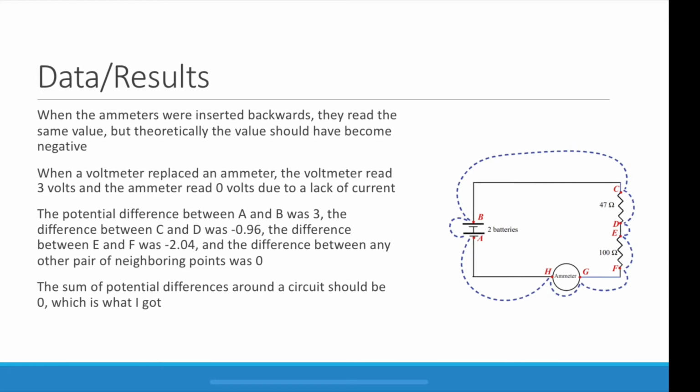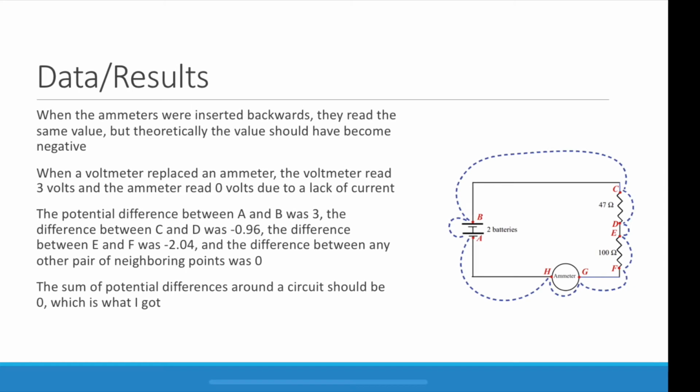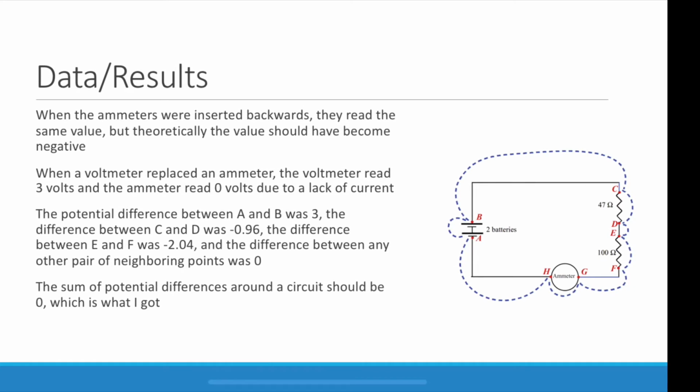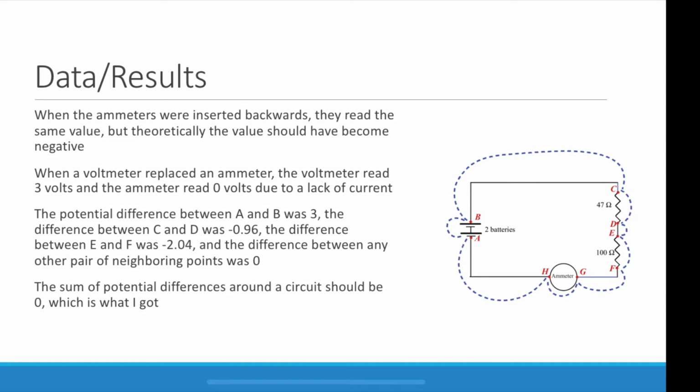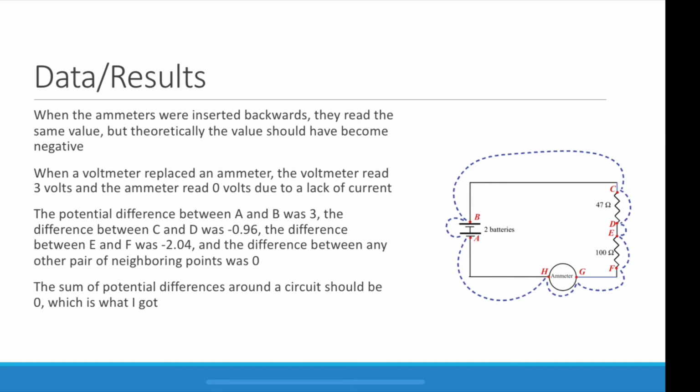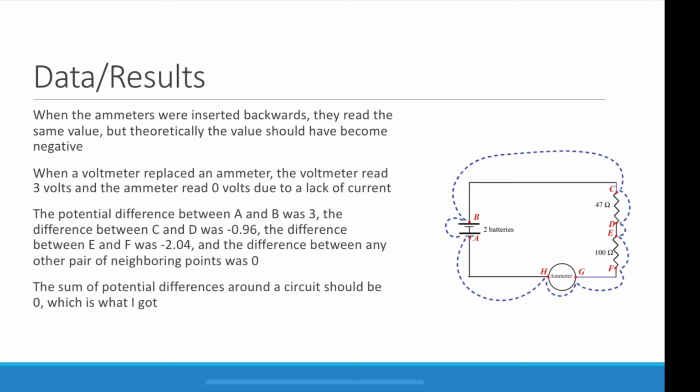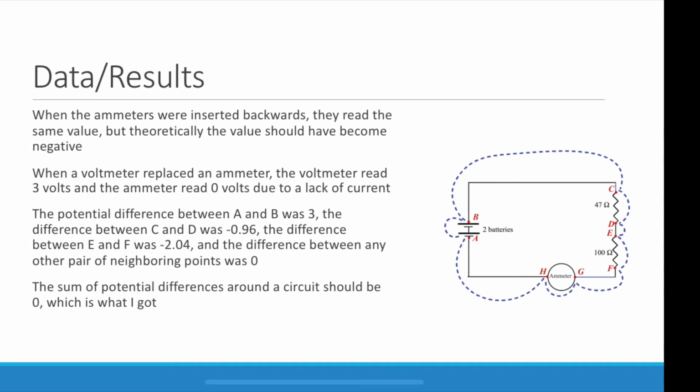Potential difference between A and B was 3 volts. Between C and D, it was negative 0.96, and between E and F, it was negative 2.04. And the difference between any other pair of neighboring points was 0, meaning that the sum of the potential differences around the circuit was 0, which was the expected value.